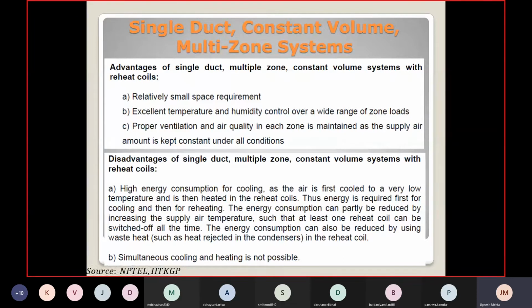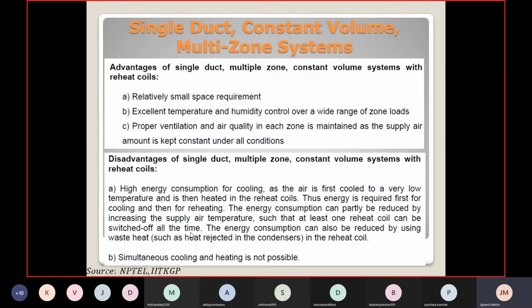Disadvantages of these systems is, as mentioned earlier, high energy consumption for cooling, as the air is first cooled to a very low temperature and then heated in the reheat coils. Thus, energy is required first for cooling and then for reheating. The energy consumption can be partly reduced by increasing the supply air temperature such that at least one reheat coil can be switched off all the time.